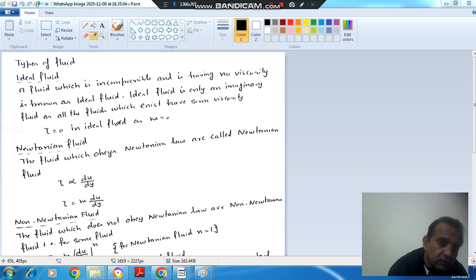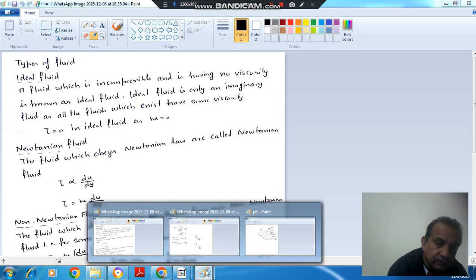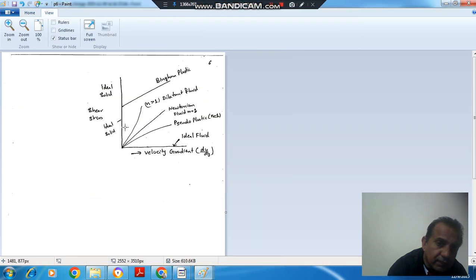As viscosity is 0, according to Newton's law, shear stress will be 0. So this will be represented by, suppose we take shear stress on the vertical axis and the velocity gradient on the horizontal axis. As viscosity is 0, the ideal fluid will be represented by this line, because shear stress is 0 for each and every velocity gradient. So this is your ideal fluid. And an ideal solid will be represented by a vertical line, because there will be no velocity gradient and there will be shear stress developed in the ideal solid.